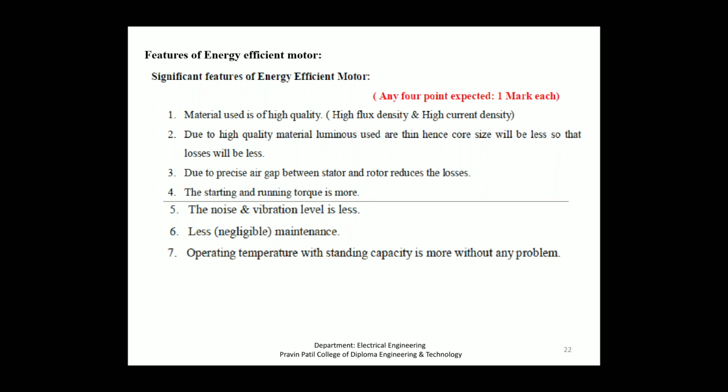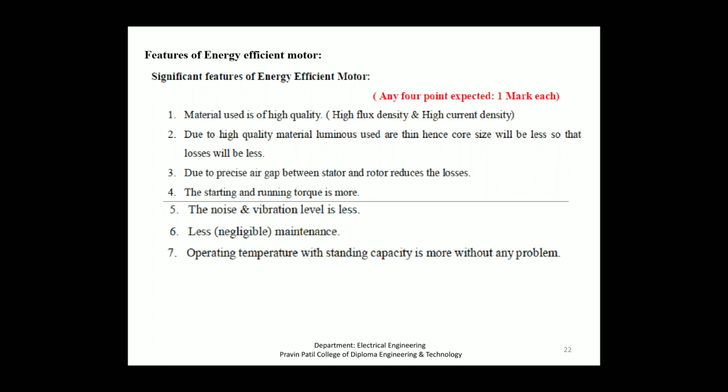But the core used in energy efficient motor is silicon steel stamping. This silicon material opposes the eddy current. So the losses created because of the core are minimized in energy efficient motor. Second, due to high quality material, laminations used are thin, hence core size will be less, so that losses will be less.